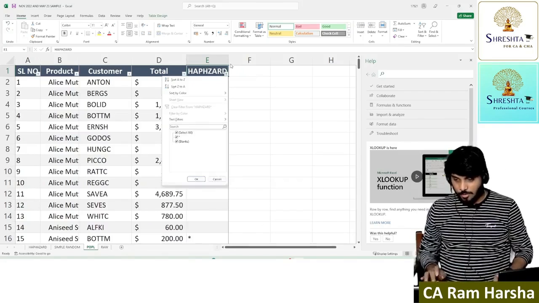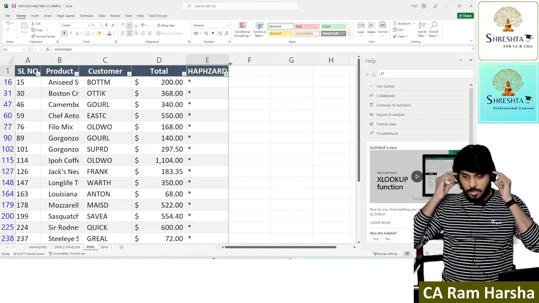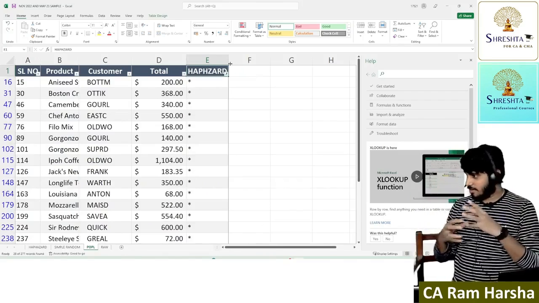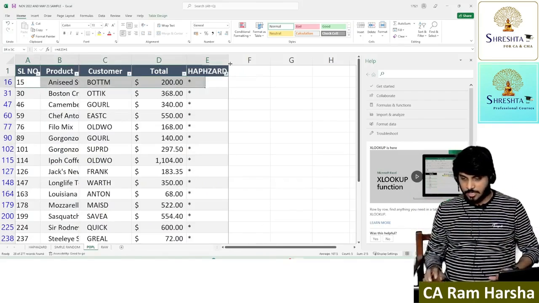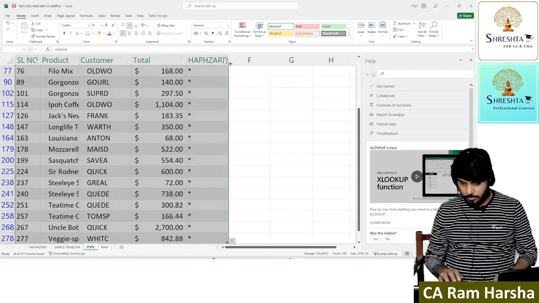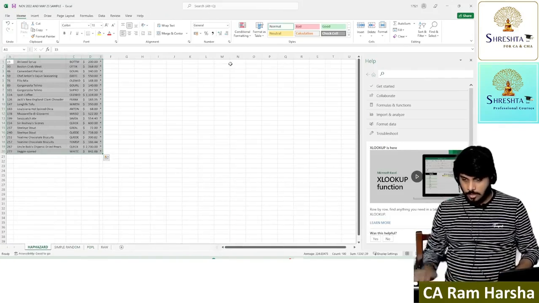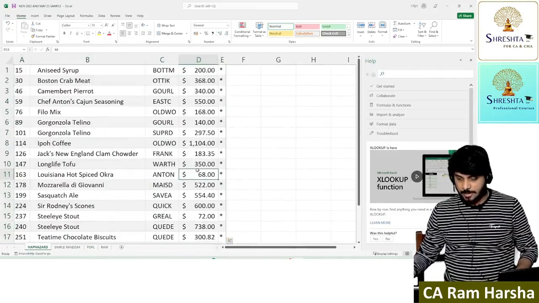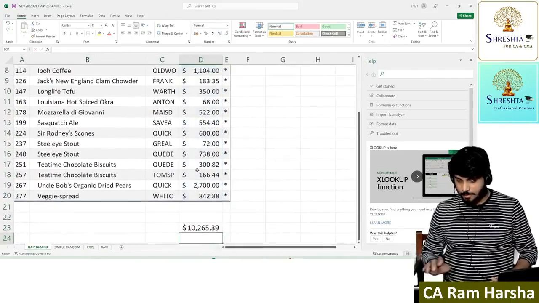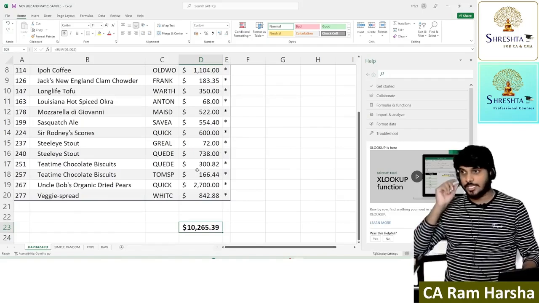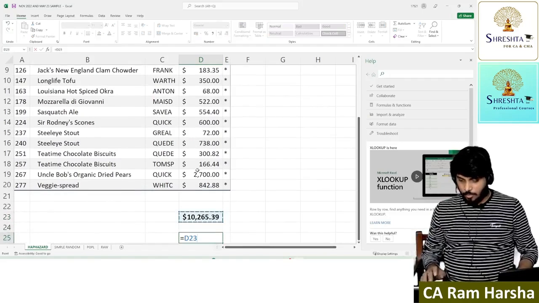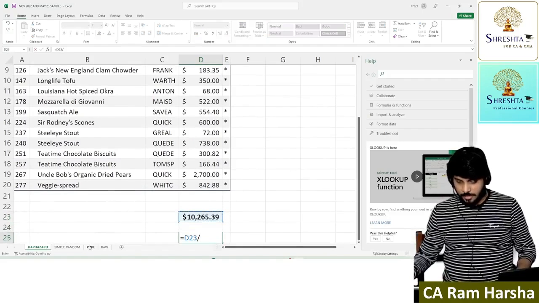Now we'll see what are the samples that we filtered. What are the samples that we filtered in haphazard? I will filter to next. So these are the haphazard selections, right? Which I did. This is the sample which I selected in haphazard sampling. Correct? What is the sample which I have selected? 10,265.